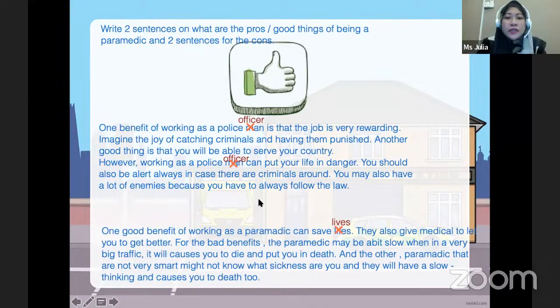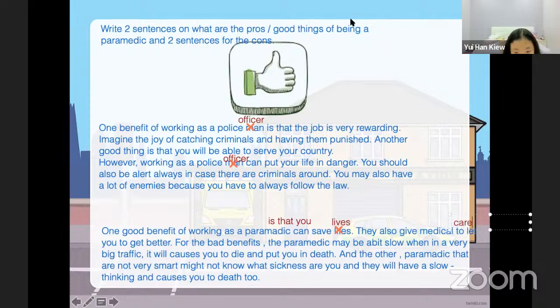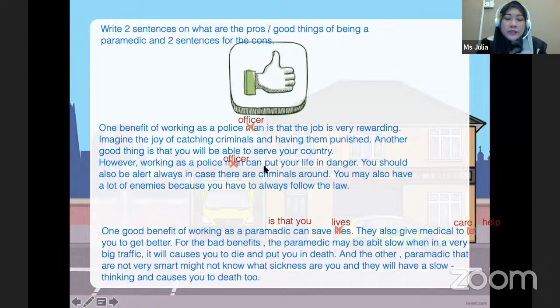One good benefit of working as a paramedic is that, okay, you put that on top, is that you can, okay, they also give medical care, or medical assistance, medical care to help you get better.